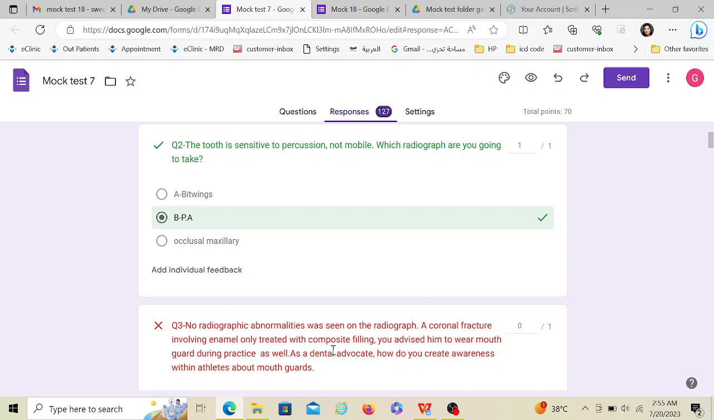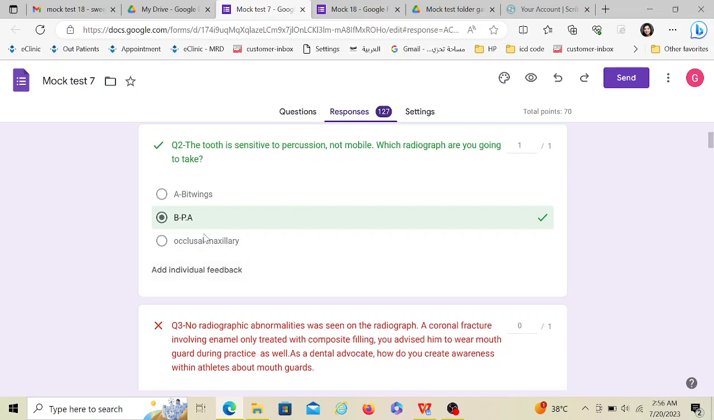Next, the tooth is sensitive to percussion and not mobile. Now you see this question? It says it's not mobile. That means you have done that clinical testing. Which radiograph are you going to take? See, the hierarchy that I mentioned exactly matches with this question and the way it's asked in the scenario-based question. After percussion, mobility, now the question is asking which radiograph are you going to take? So even the question is following the hierarchy that I have just explained to you.